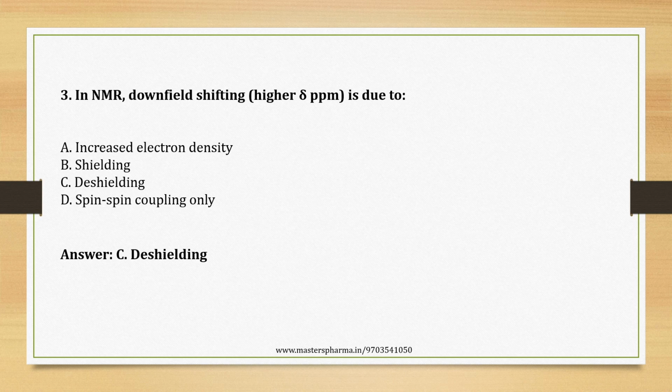Now we see the other options. Increased electron density leads to more shielding, and it causes an upfield shift. Option B, shielding: shielding moves the peak upfield, opposite to downfield. Option D, spin coupling: coupling changes the splitting pattern but not the chemical shift value. So the correct option is de-shielding.